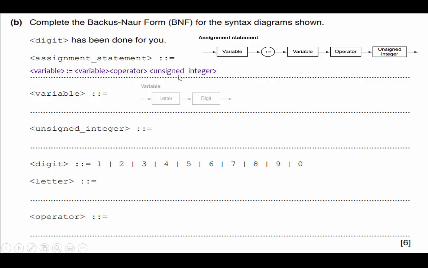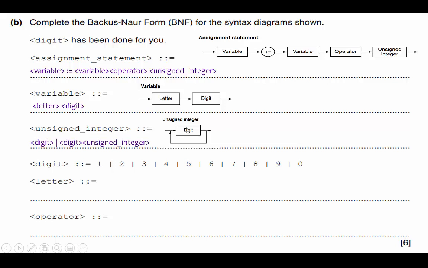Then they want us to define a variable, a letter followed by a digit. So all I'm going to do is put that in, letter and digit. These have to have the less than, greater than signs because letter and digit can be broken down further. Then they want us to do an unsigned integer. An unsigned integer is defined as, well, we have a digit with a recursive statement. So we can do it as a digit, or we can do it as a digit followed by calling unsigned integer back again, so we can have as many digits as we would like.